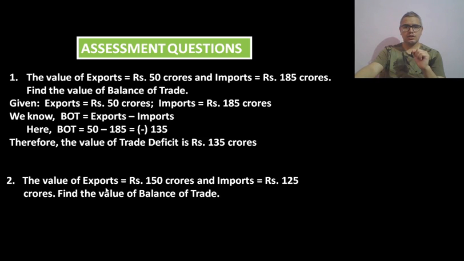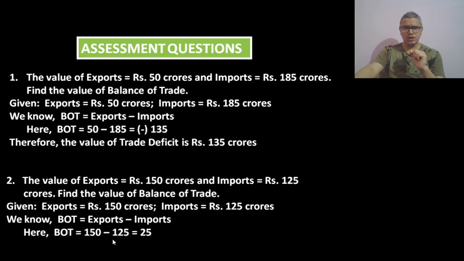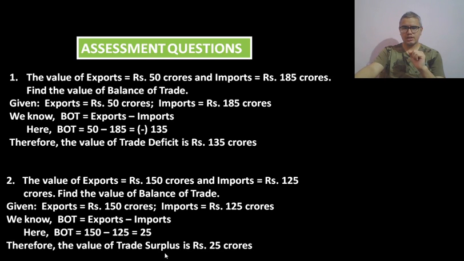Okay. In a similar way, I have taken a second question where the value of exports is given as 150 crores and the value of imports is given as 125 crores, and we are asked to find balance of trade. Now, here we know exports is 150 crores, imports is 125 crores. So the formula for balance of trade is exports minus imports. When we deduct 125 imports from export 150, we get 25. So here, since it is a positive value, there is trade surplus, and trade surplus is equivalent to rupees 25 crores.